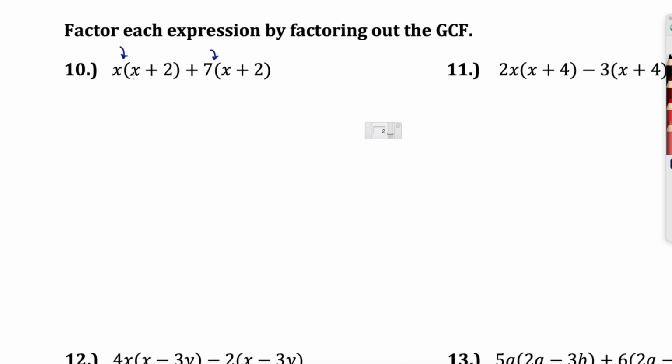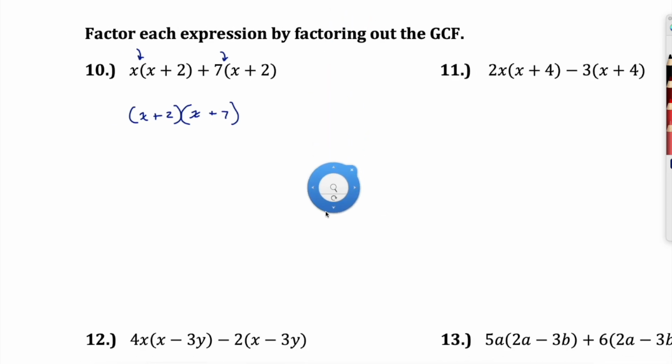So that means that I could factor out an x plus 2 from x and 7, and that would leave me with an x. So if I take out an x plus 2, that leaves me with just the x, and then I get a 7 for this expression. And that's it.